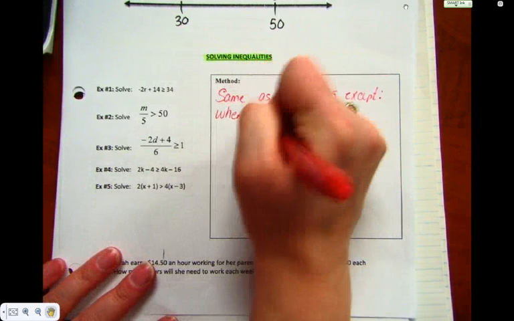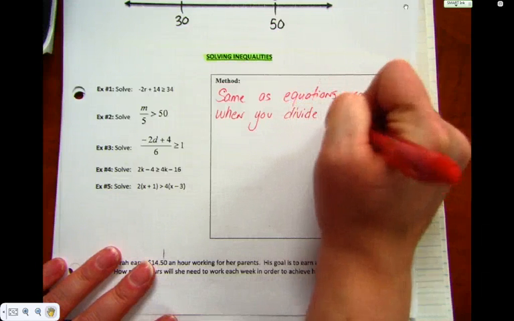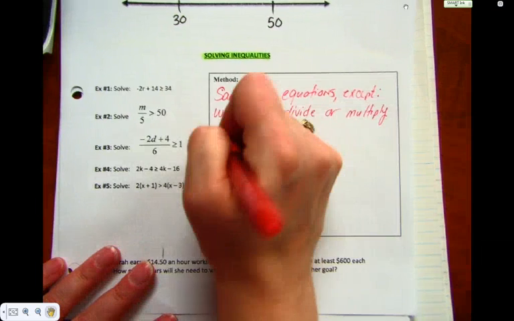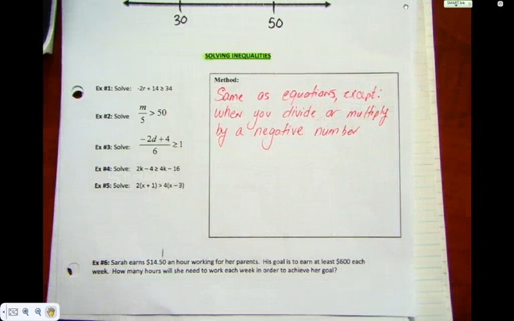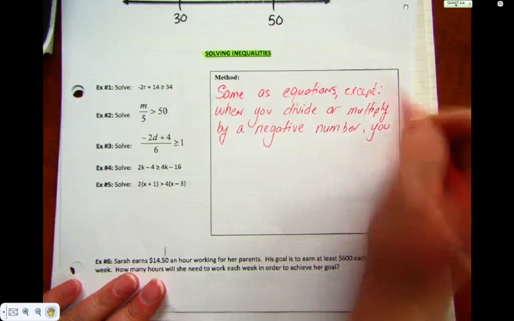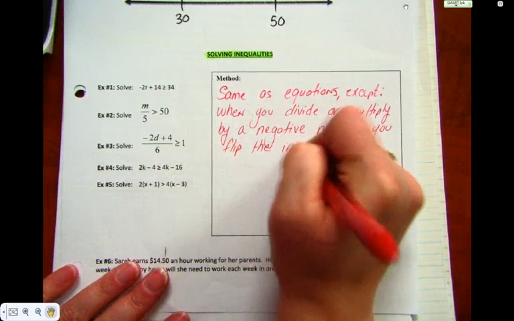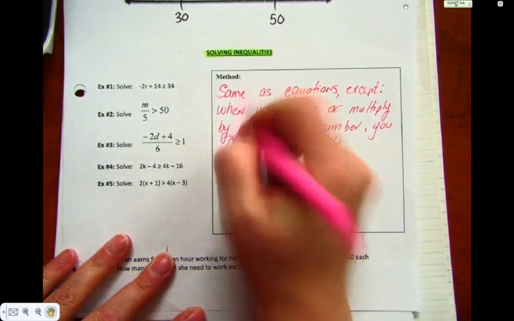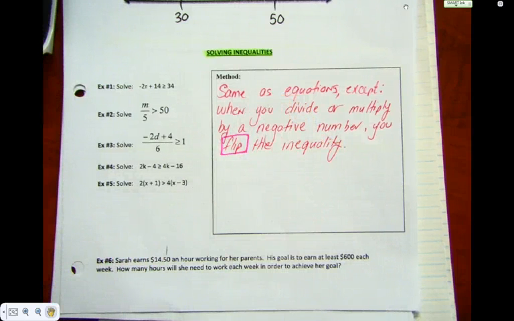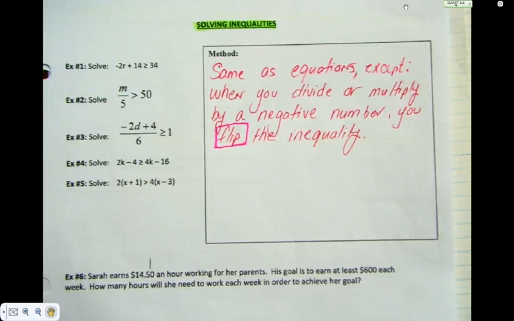When you divide or multiply by a negative number, you flip the inequality. When you multiply or divide by a negative number, you flip the inequality.